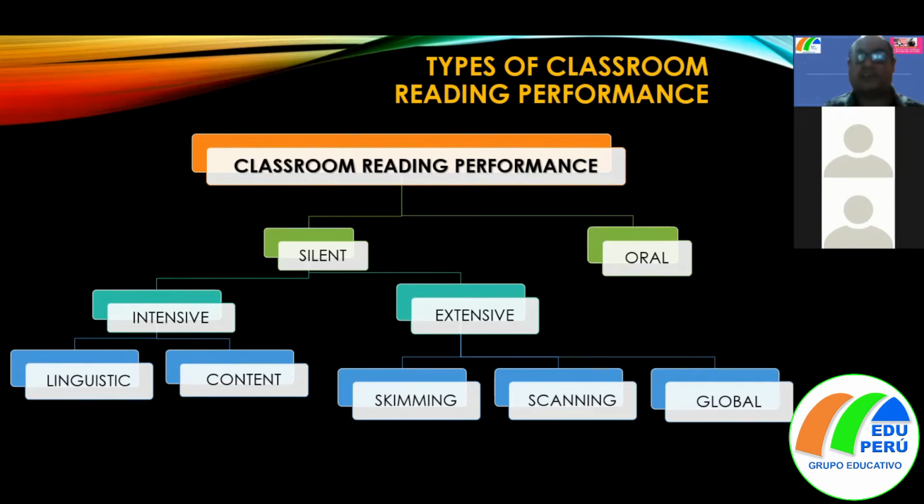All right, so notice, generally we have two, silent and oral reading. Silent, we have two, intensive and extensive. And inside intensive, we have two again, linguistic and content. And extensive, we have three, skimming, scanning, and global. Let's see. We are going to talk about these aspects of the reading performance. Let's start talking about the oral reading.